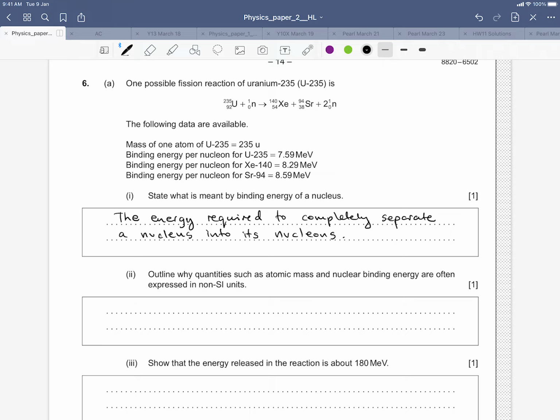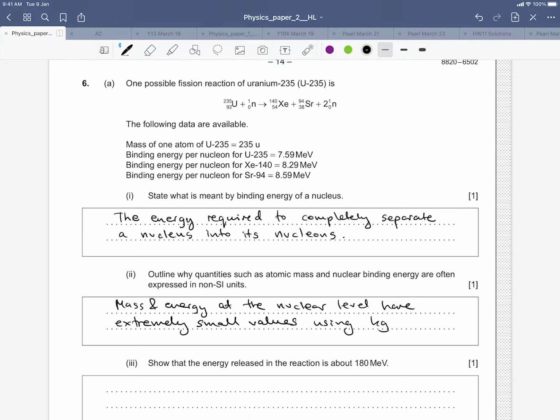Or we can say that mass and energy at the nuclear level have extremely small values using kg, joules, etc.